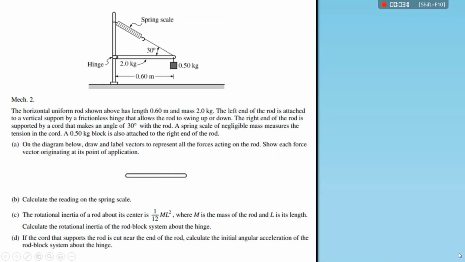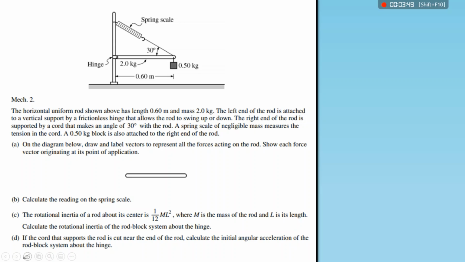Okay, so here I've got a spring scale and a hinge, and then off that hinge I've got a rod with a mass that's hanging off the end of the rod. There's a 30-degree angle between the length of string that's attached to the spring scale and the rod that's supported by the hinge. If I wanted to draw and label the vectors that were representing all forces acting on the rod, what do I need to draw?